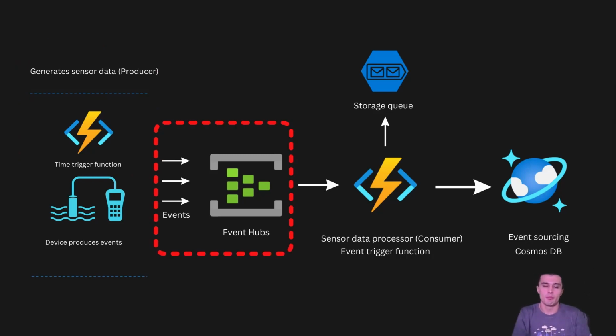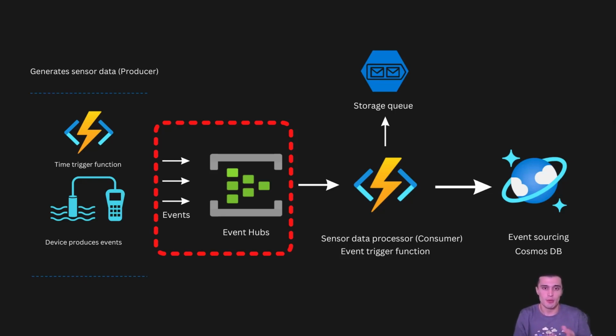Next, the event hub registers the new event. For example, Azure Event Hubs is one of the products offered by Azure to create event-based solutions. It's mainly focused on big data. It decouples the producers of events from the consumers. When the event hub receives the message, it generates another event.